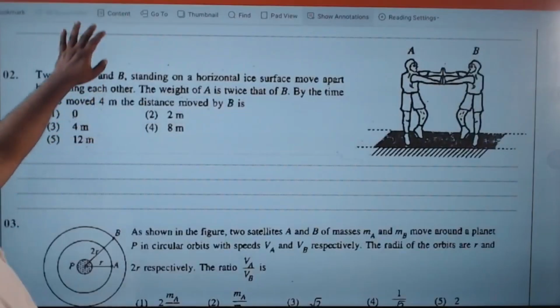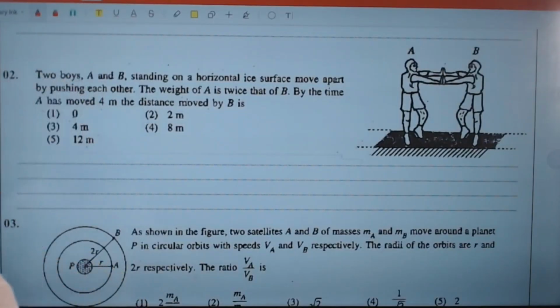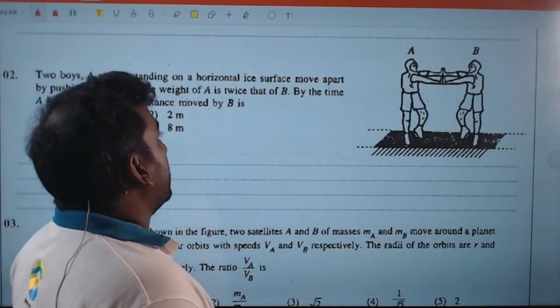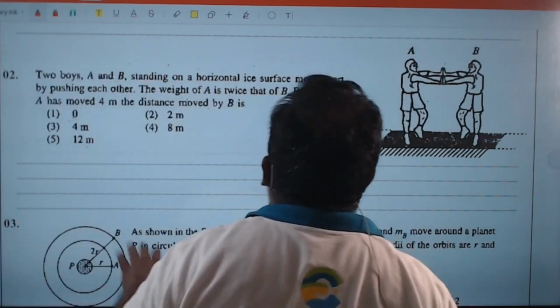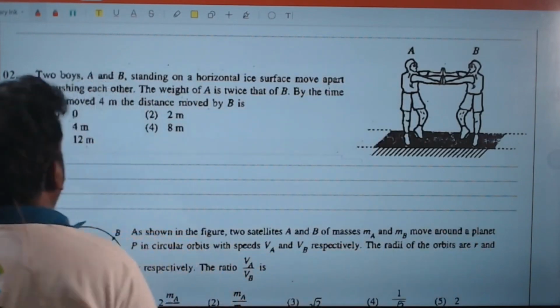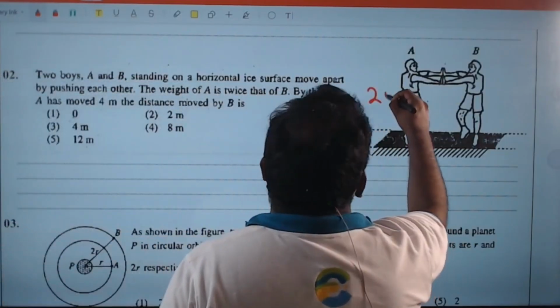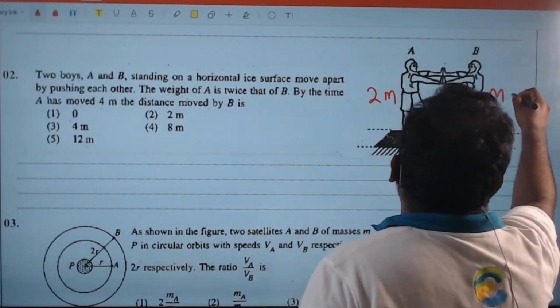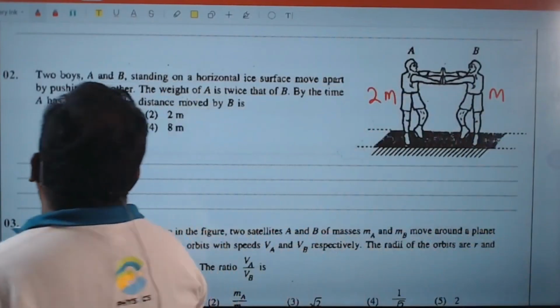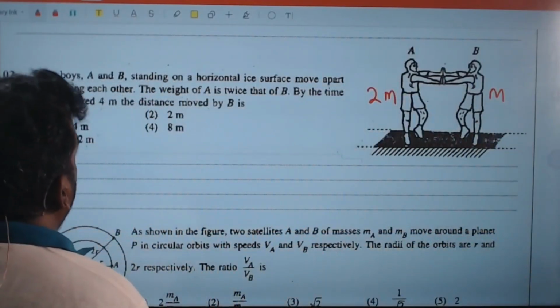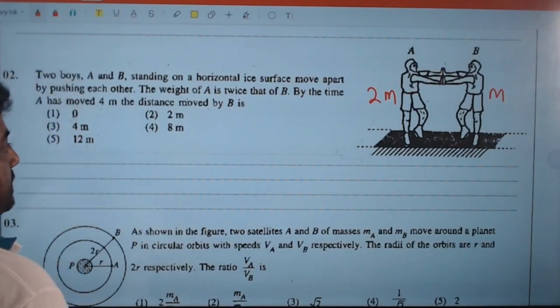Right. Two boys A and B standing on a horizontal ice surface move apart by pushing on each other. The weight of A is twice that of B. A has moved a distance of 4 meters. The distance moved by B is.